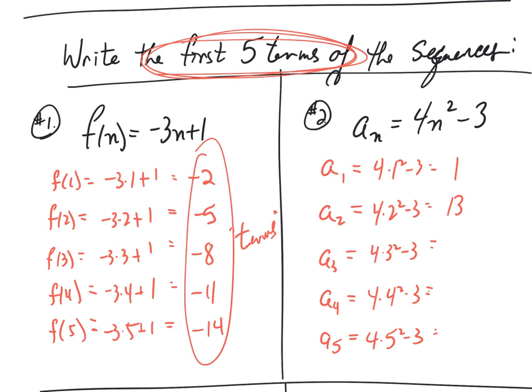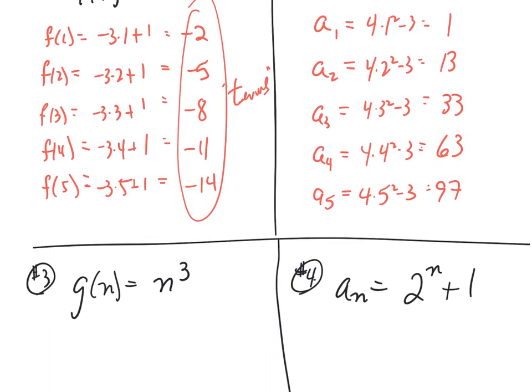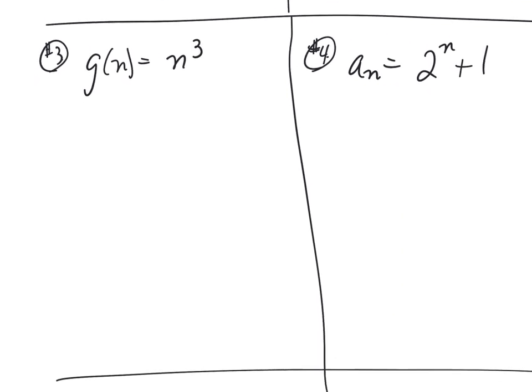And again, I'll just get a few of these going. 3 squared is 9, times 4 is 36, minus 3 is 33. 4 squared is 16, times 4 is 64, minus 3 is 63. And 5 squared is 25, times 4 is 100, minus 3 is 97. Okay? All right.